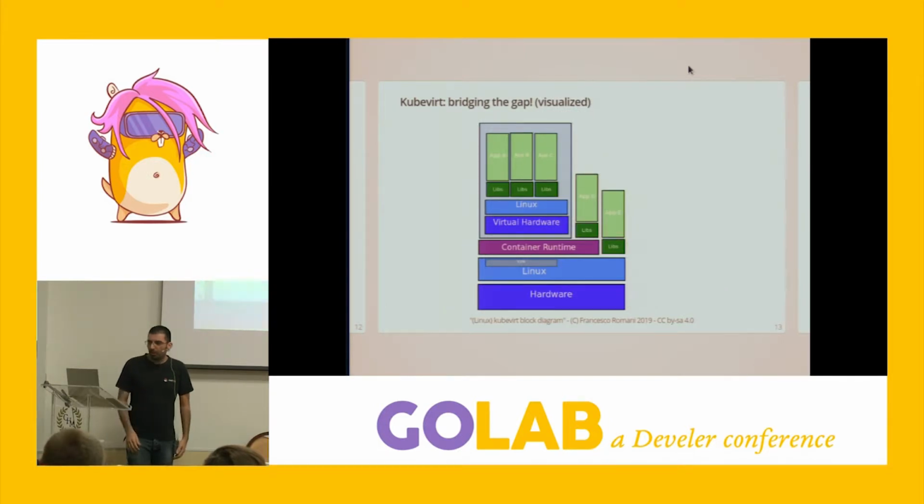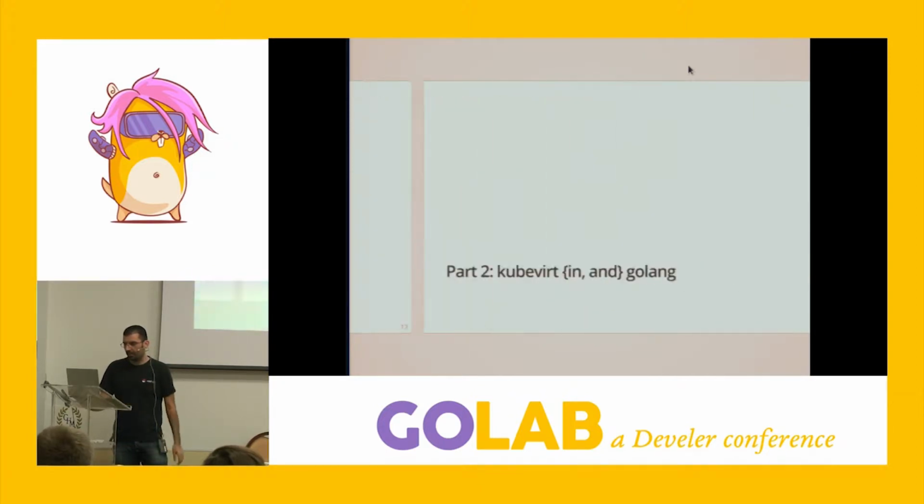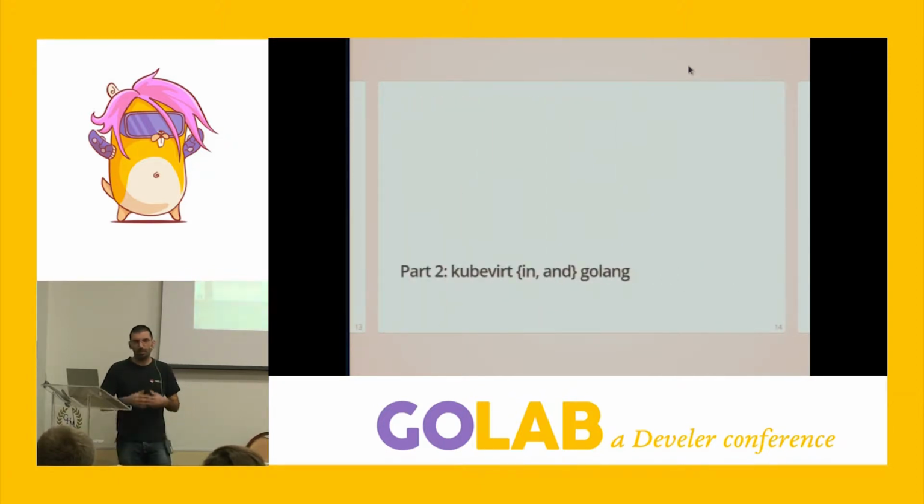Here is how it could look if you take a look at a single host which runs them both. You see that you now have a virtual machine layered on top of the container runtime, because you have a virtual machine running inside a container. So this is basically it. This is what KubeVirt is about.